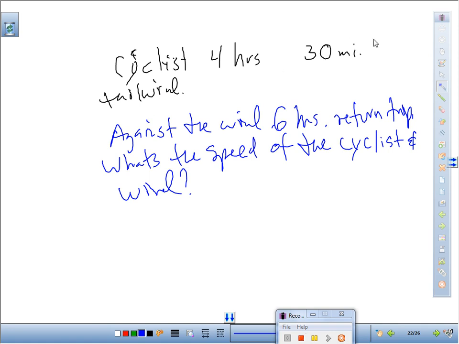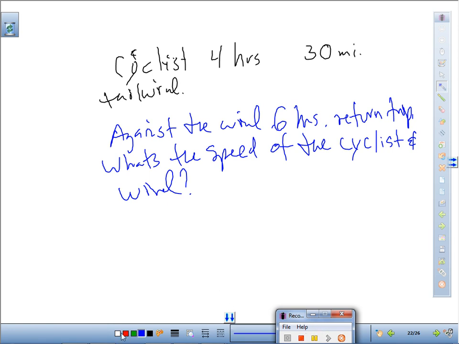If the cyclist is going one way with a tailwind, 30 miles, if he returns, what's the distance? Same thing, 30 miles. Set that one up. See how you set it up? You already have an example. Solve for that. Go.